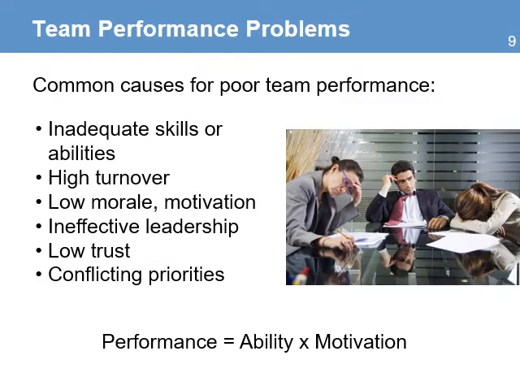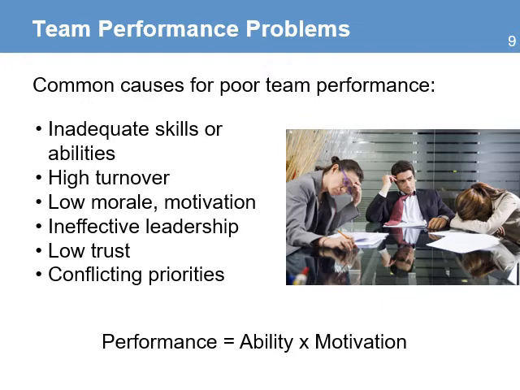Here are some of the common causes for poor team performance. Inadequate skills or abilities, when team members don't have the level of skills required by the project. High turnover, team members leave the project and new people join, disrupting the level of performance. Low morale, motivation, caused by many factors such as low pay or excessive work.